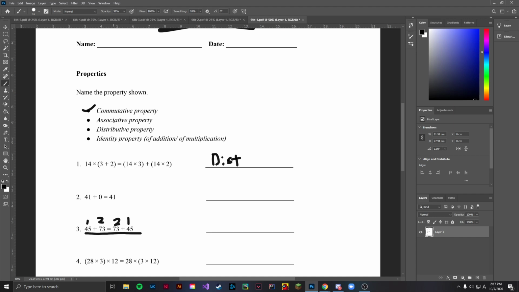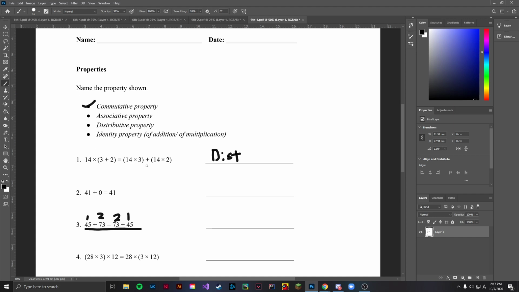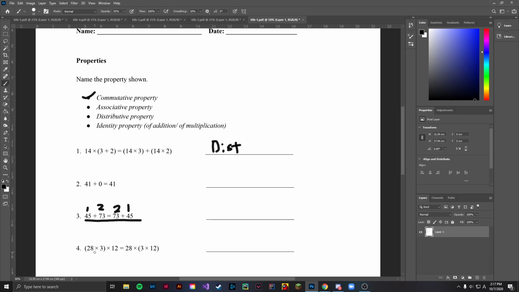Associative property. Associative property is an example in number 4. 28 times 3 times 12 equals 28 times 3 times 12. So you can put the parentheses like this, or like this, any way you want, as long as they're all addition or all multiplication. None of these work with division.